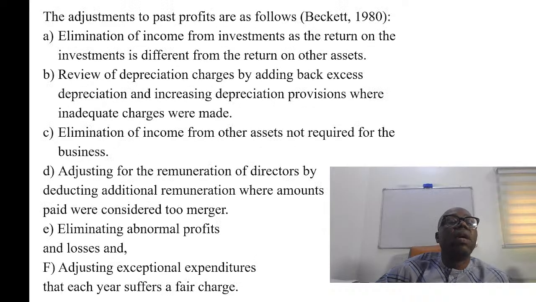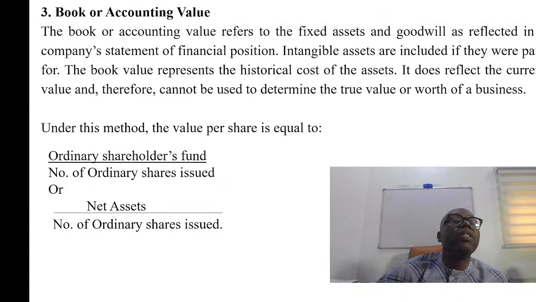And then we have to calculate goodwill using the previous profits of the company. And in the profits that we have, if all these things are there, we will eliminate them: income from investment, adjustment for depreciation charges, income from other assets not required, remuneration to directors that are not properly recognized, elimination of abnormal profits, and exceptional expenditures. These are the things we use to adjust the profit.